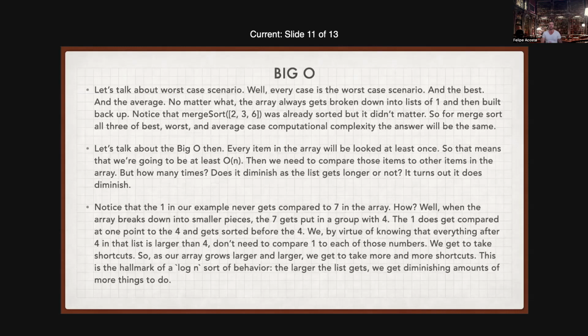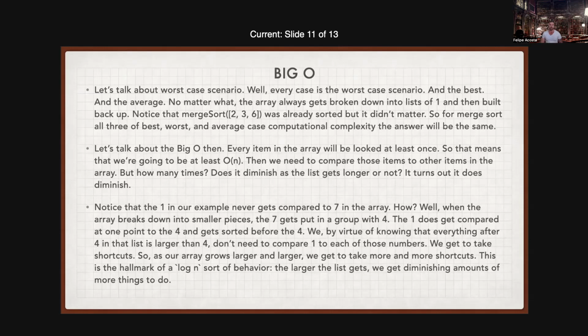So what is the big O? Merge sort is pretty bad performance-wise, not the best sorting algorithm. Every case is the worst case. No matter what, it's going to break down that original list into smaller lists until eventually it's just a list of one individual element, and then it's going to compare and concat those elements together from smallest to largest until eventually it outputs a fully sorted list, right?